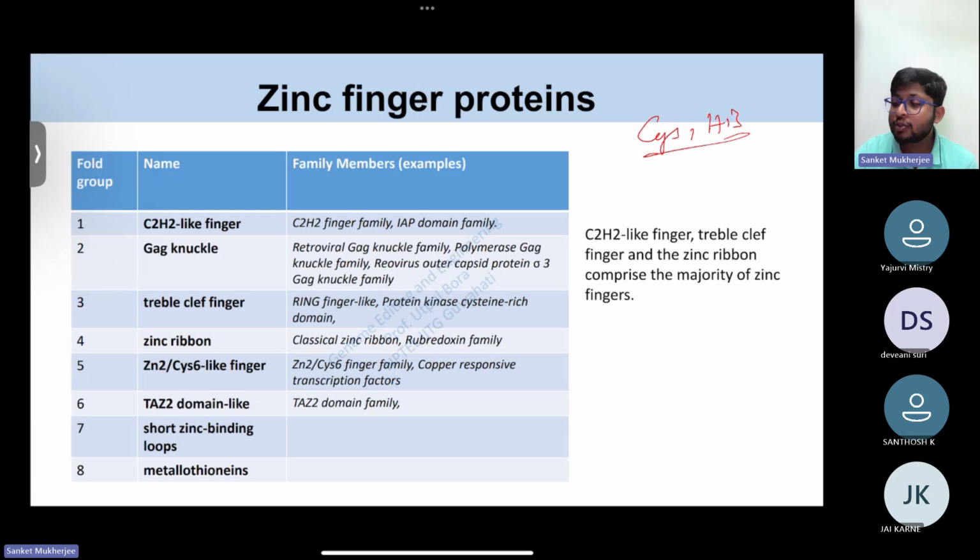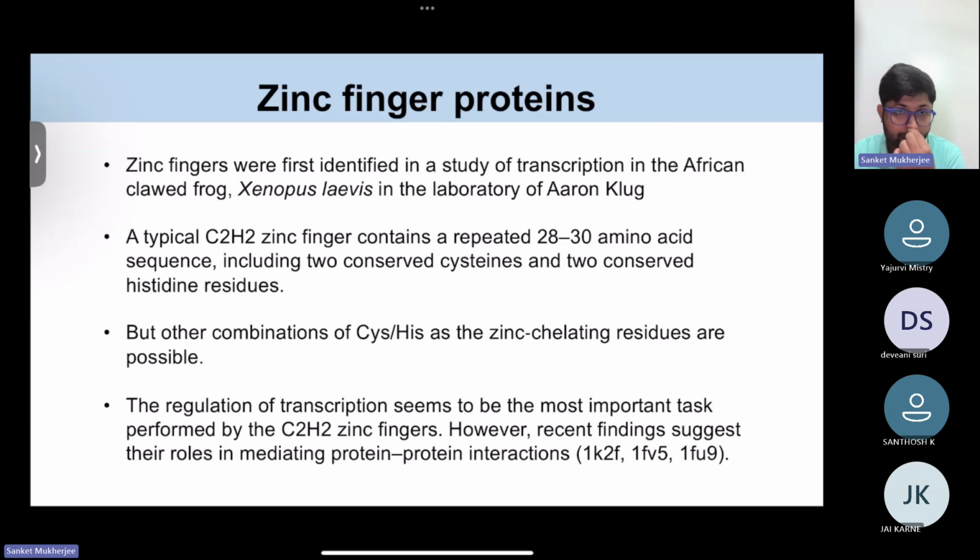Okay, zinc finger motifs were first identified in the African clawed frog Xenopus laevis, in the laboratory of Aaron Klug. A typical C2H2 zinc finger contains a repeat of 28 to 30 amino acid sequence, including 2 conserved cysteines and 2 conserved histidines. Other combinations of cysteine and histidine as the zinc chelating residues are also possible. It's not that there are only 2 residues of cysteine and histidine. There could be more, but 2 are usually conserved.